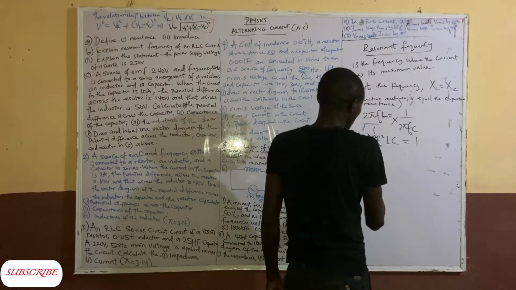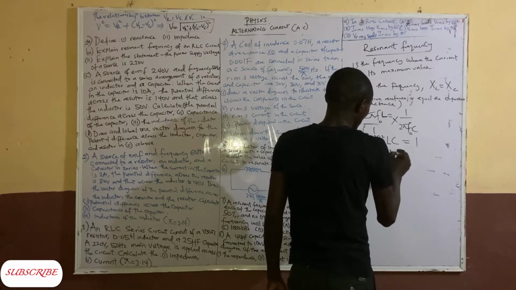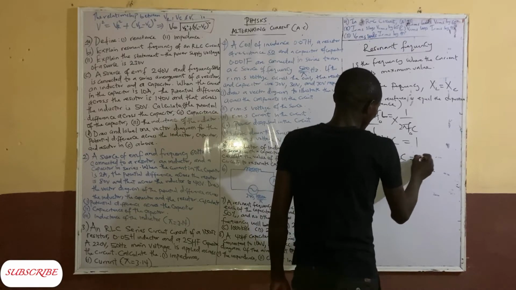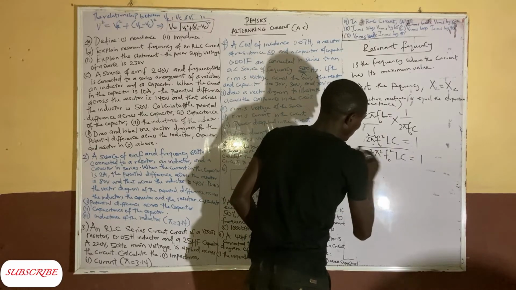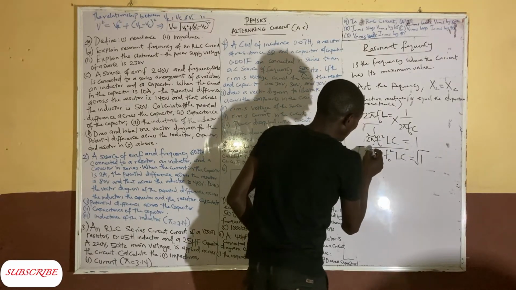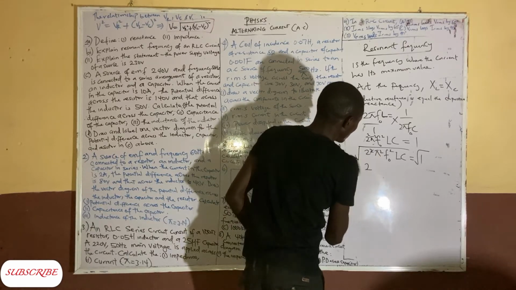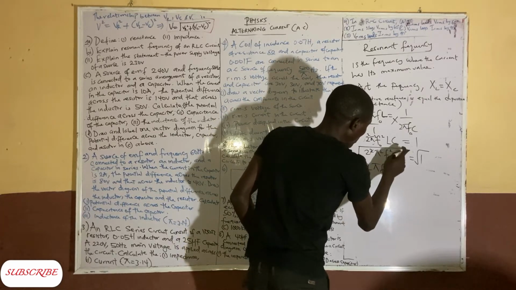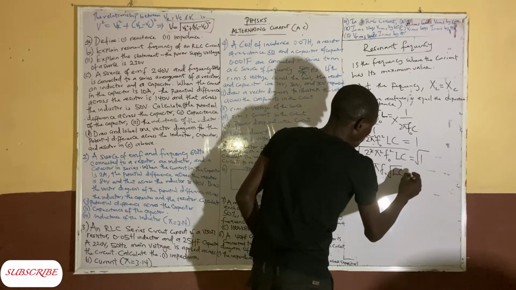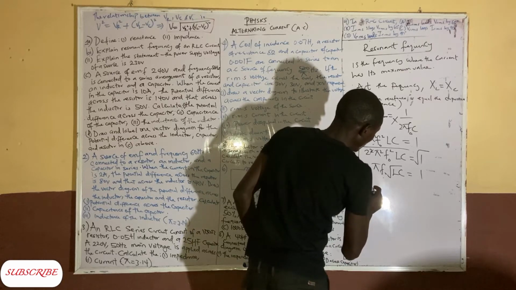Taking the square root of both sides, we have 2 squared π squared F naught squared times LC equal to 1. Definitely we are going to have 2, π, F naught, because these square roots cancel, but the square root of LC cannot cancel. And the square root of 1 is also 1. So divide both sides by 2π root LC to make this the regular frequency formula.